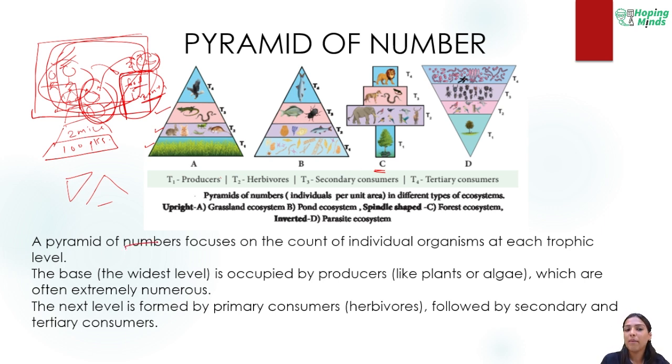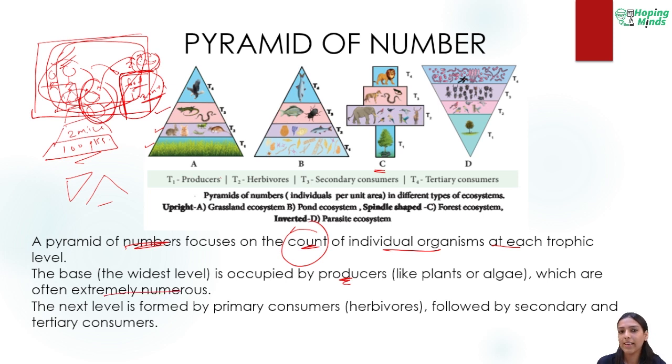So pyramid of numbers focuses on the count of the individual organism. It focuses on the count quite literally. 100 packets of food, 2 mice, 1 cat, 2 people at each trophic level. The base, the widest level, is occupied by the producers. Here the food was ready made, so let's not confuse it. Here the base is always occupied by the producers, the plants or the algae, which are often extremely numerous.